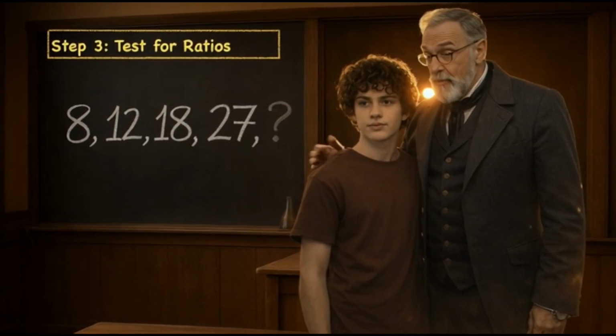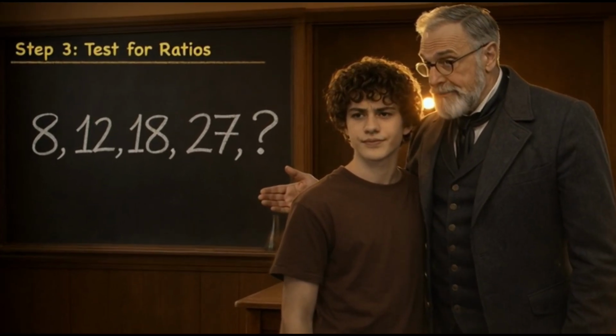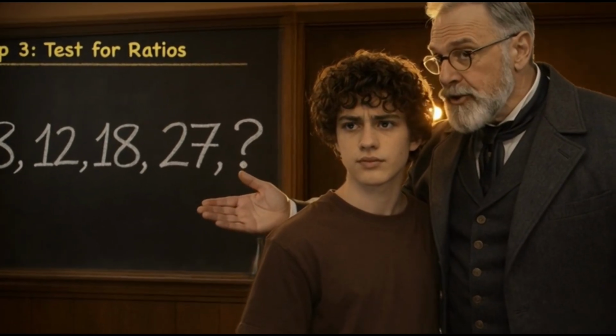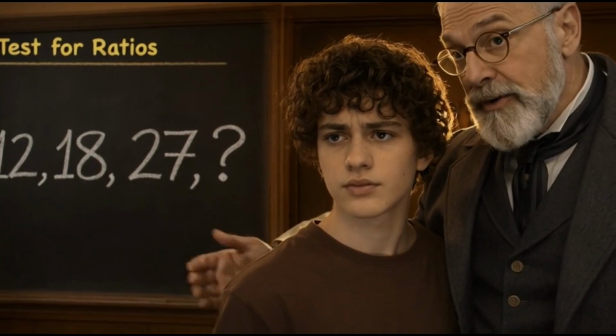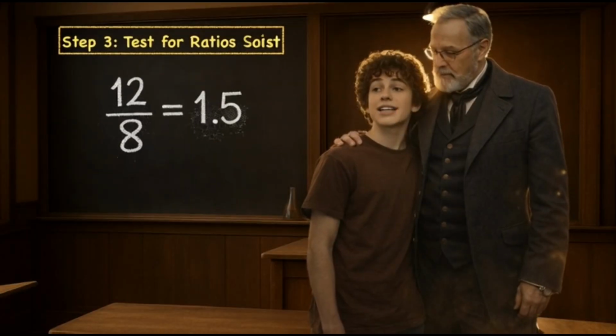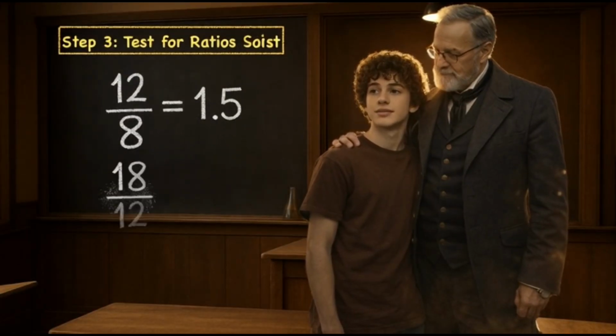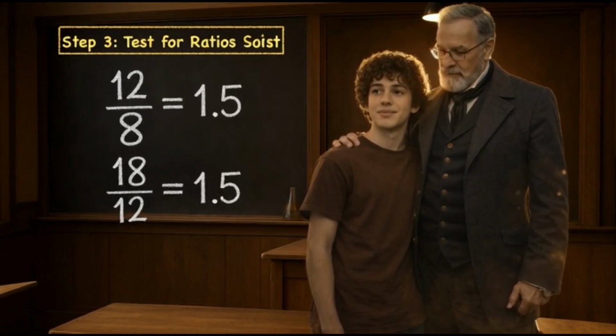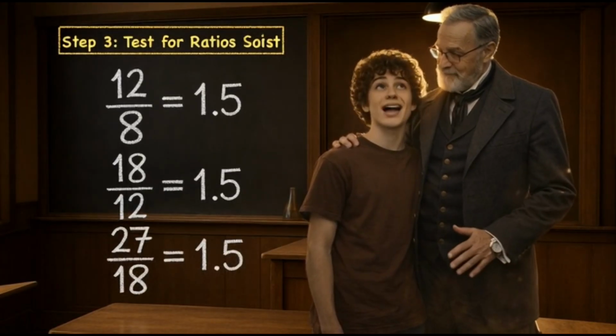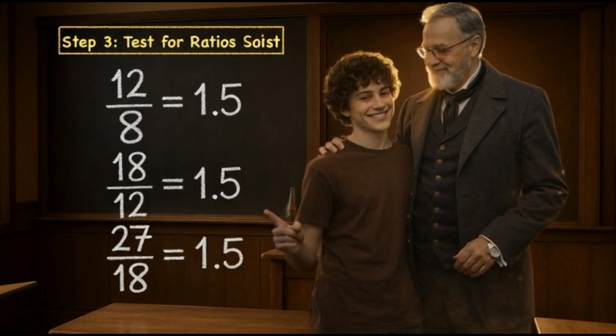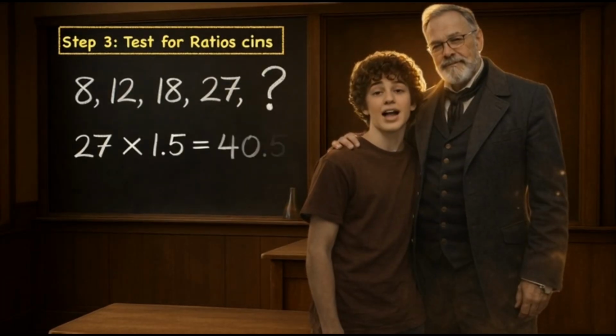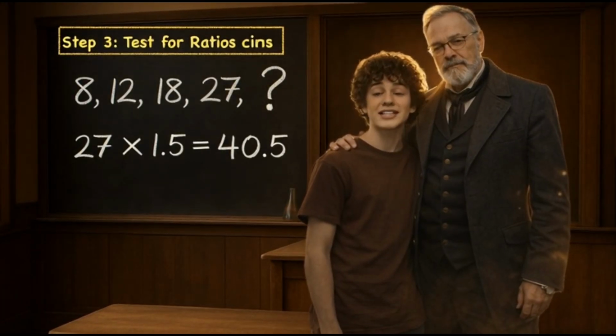Very good detective work begins with observation, Jaden. This pattern is not simple addition or doubling. Try testing the ratios. Let me divide each number by the one before it. The ratio stays the same. Each number is multiplied by 1.5. The ratio is 1.5. So we multiply 27 by 1.5.